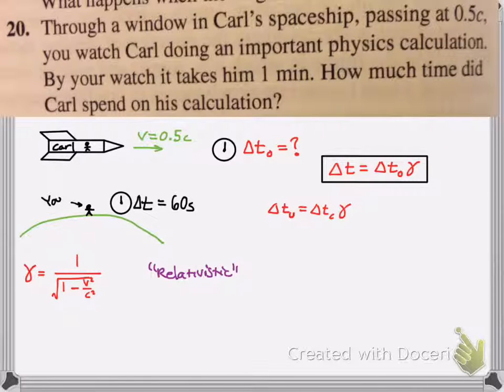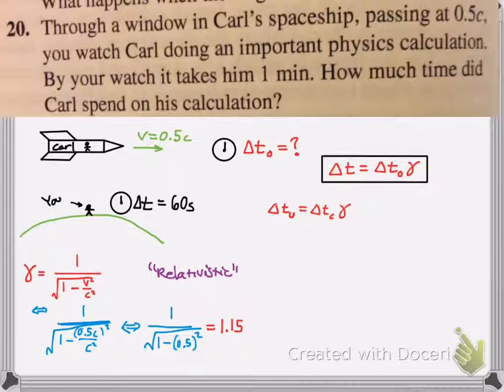So the formula is this: 1 over the square root of 1 minus v squared over c squared. You might see it as 1 over the square root of 1 minus beta squared, and beta is simply v over c. So for us, we know the speed at which they're traveling is 0.5 c, so you just plug that into the equation and simplify, you can get rid of the c's there. And then you will see that gamma is 1.15.